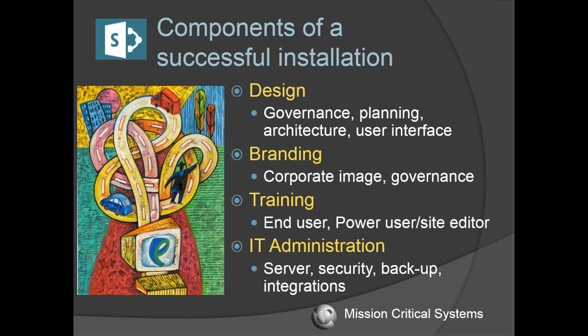The first is design. Within your design, you want to make sure you have good governance, planning, the architecture design, and you know what your end user interface is going to be like. You also need to think about branding. What's your corporate image, and how is your site going to match that? And then what's your governance along your branding lines.